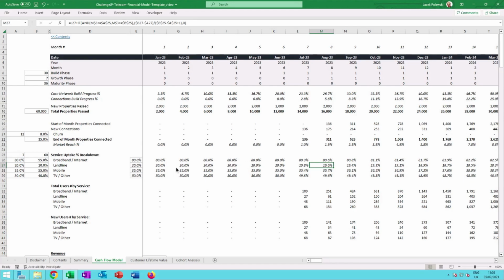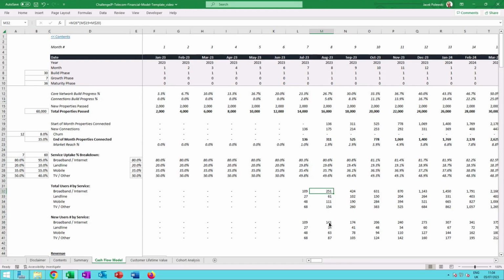You will see that the model also assumes to increase or decrease the uptake of certain services over time. For example, your mobile uptake, and your TV or cable offering, or any other services that you offer through your business. And then you will see that that calculation allows you to calculate the number of users again by service. So it's just a matter of multiplying the number of connections that you have by that service uptake in order to see the number of users by service.